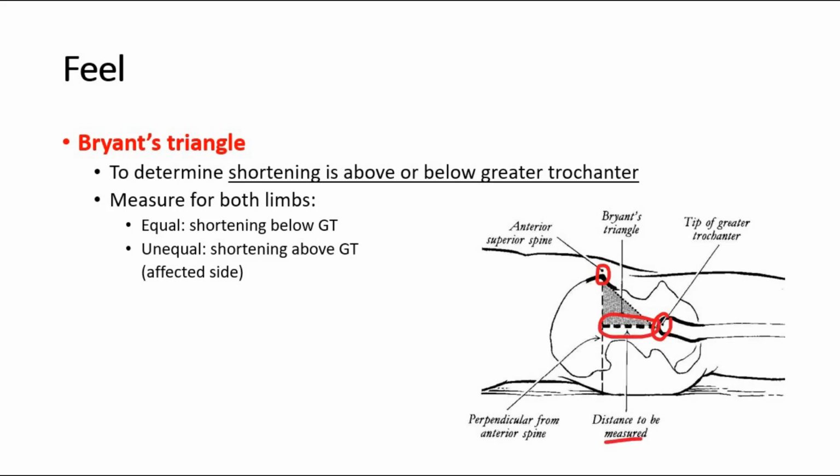So we measure for both the lower limbs. If it is equal, that means the shortening is below the greater trochanter, because there is no shortening of distance at the base. If it is unequal, then it means that side would be affected. The affected side will have shortening above the greater trochanter.